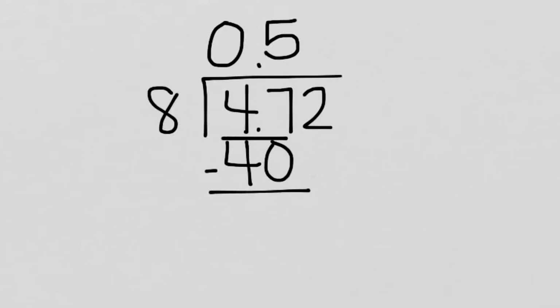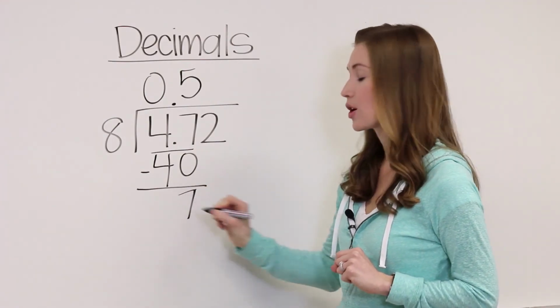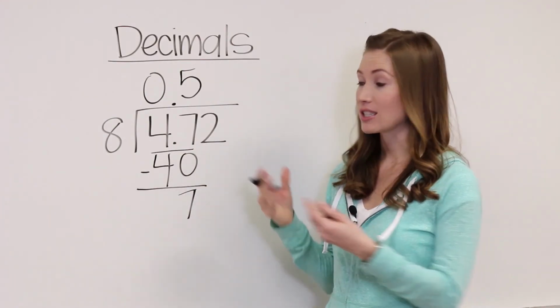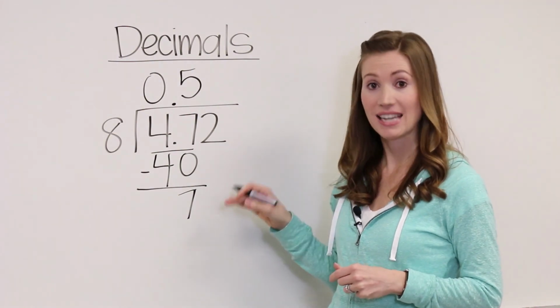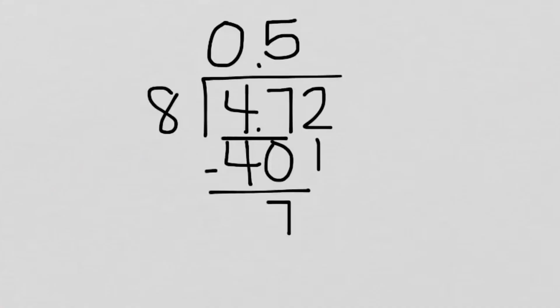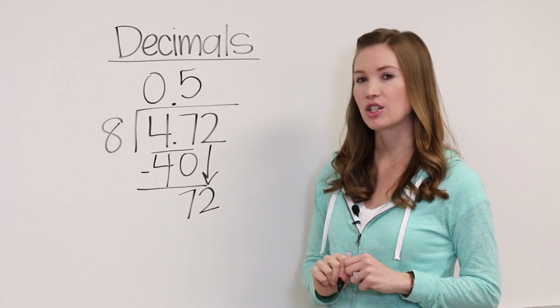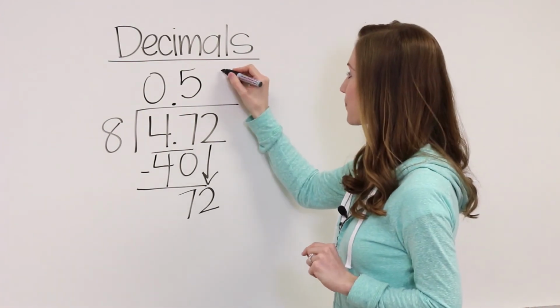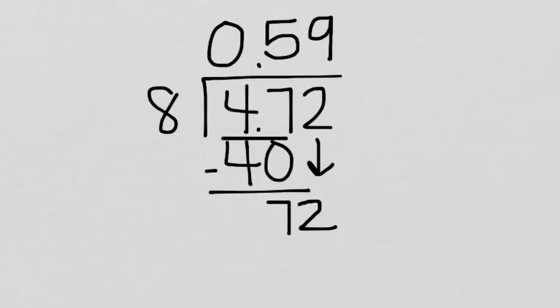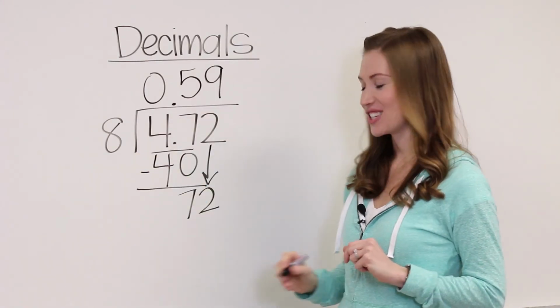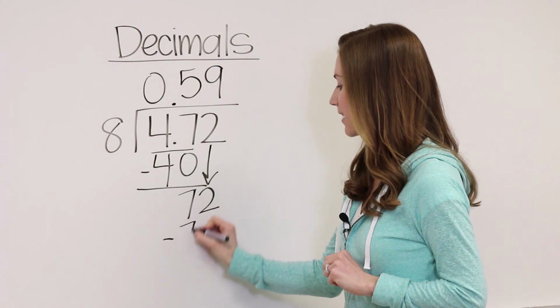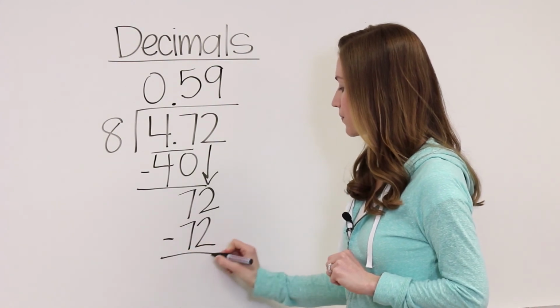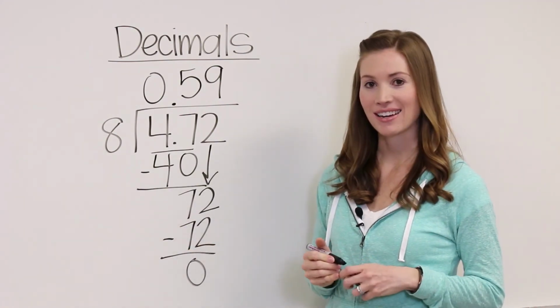And when we do, we have 7 remaining. Now, just like when we divide whole numbers, we're going to bring that next number down. So we'll bring our 2 down. Now, how many times can 8 go into 72? If you said 9, that's correct. We'll write the 9, and 9 times 8 is 72. We'll subtract 72, and we're left with 0 remaining.